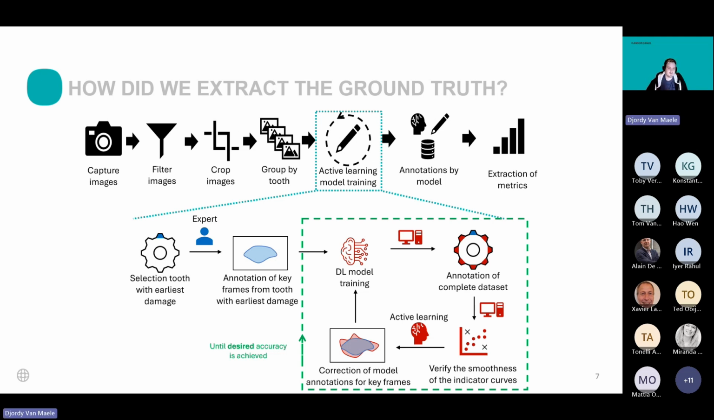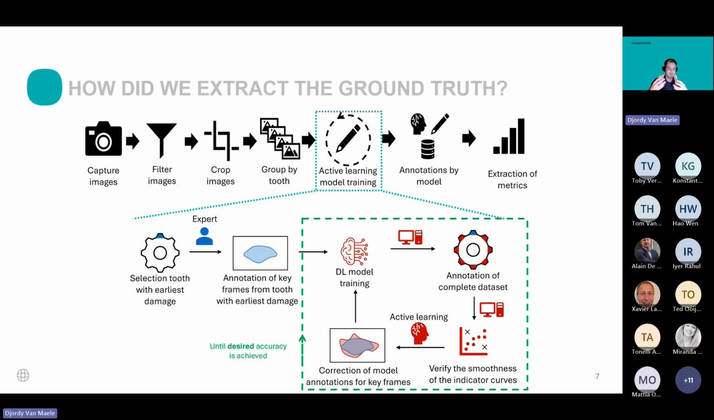Once they're grouped, we go towards the training of our model. And for the people that have some experience with image segmentation, they know that training these models requires a lot of data, and providing this data is very labor intensive. So we try to find a way to reduce the amount of effort needed from annotators to have a good working model. So what we did here was, for a data set, we selected the tooth with the earliest damage. Then the experts picked out key frames, so the images that we found that looked the most different from each other, and we annotated these.